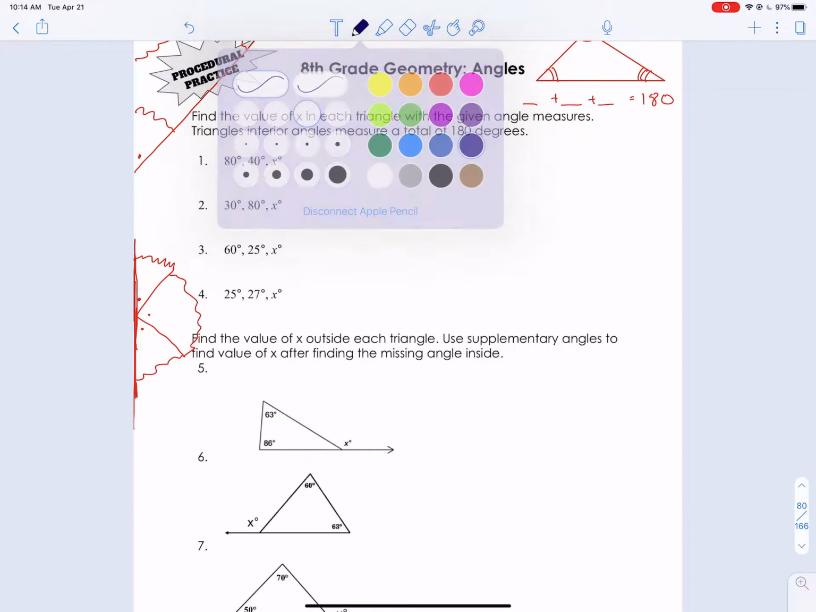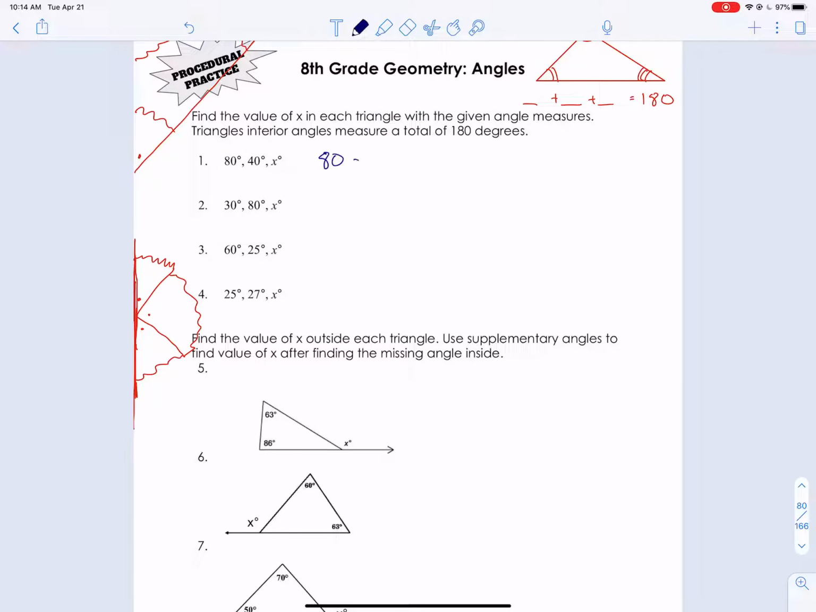Number 1, 80 plus 40 plus x, the angle we do not know, equals 180. Okay, so we just combine like terms. It's just like solving an equation. So 80 and 40 is 120 plus x equals 180. Subtract 120 on both sides. So I get x equals 60.